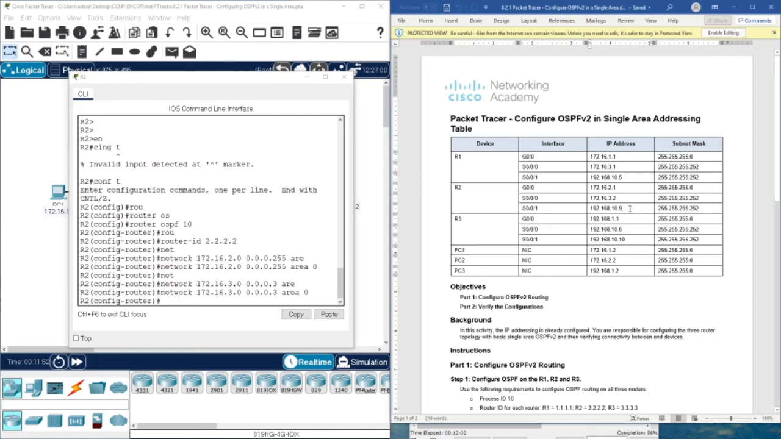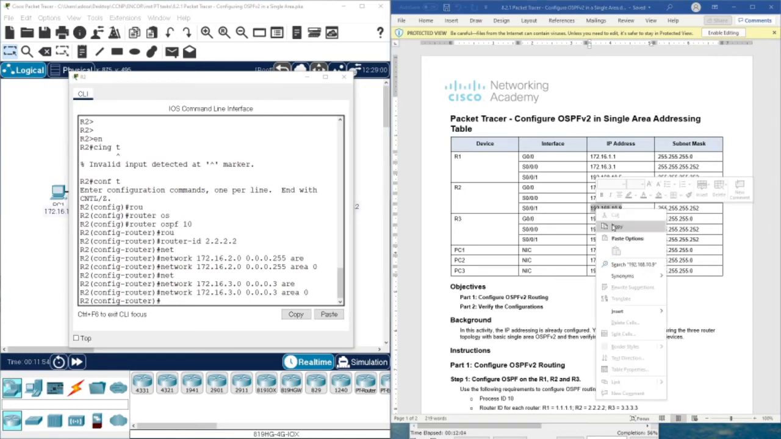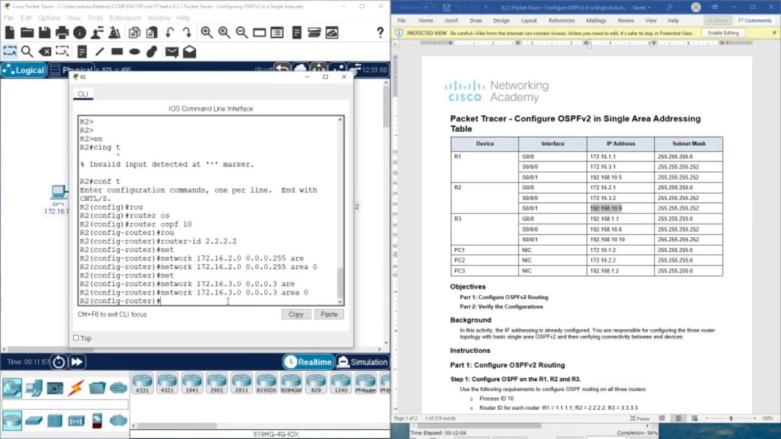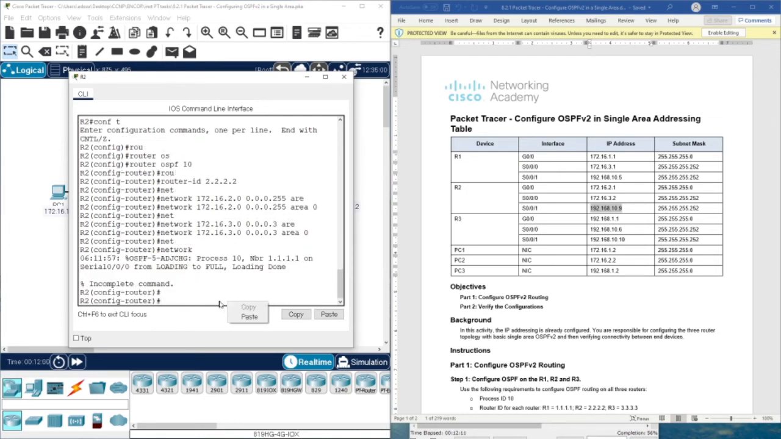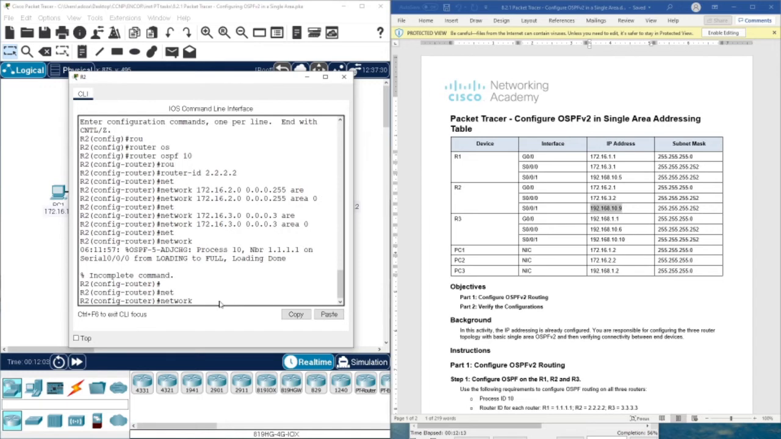Again, I have this one here. Here we have network. And here, remember, this is not the network address, this is the IP address of the interface, so I need the network address. Since here I have 252, the network address is going to be 8, and the wildcard is going to be 3, and of course area 0.